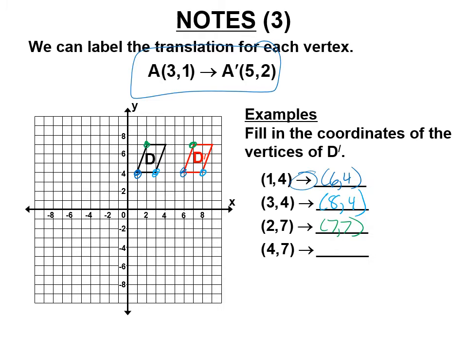And lastly, we have (4, 7) is now over here at (9, 7). So what happened there, right? We moved this 5 spaces to the right. We ended up adding 5 to each of the x coordinates, right? The x coordinate got added 5 in the translation.